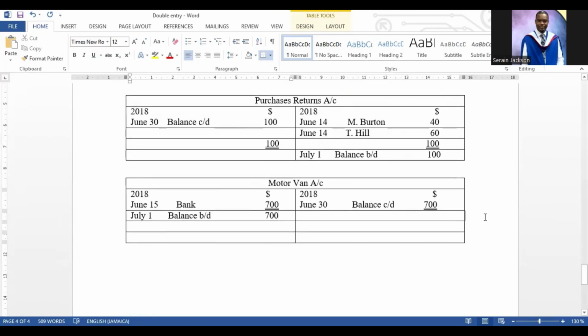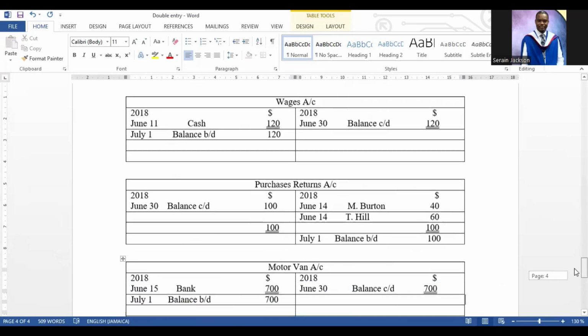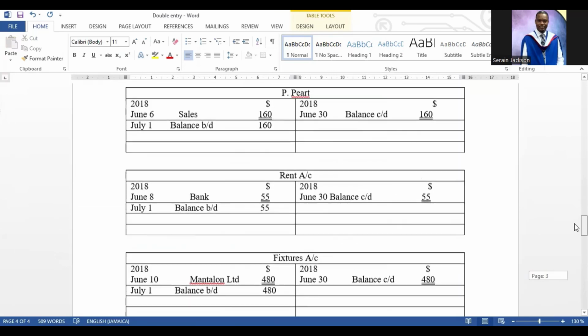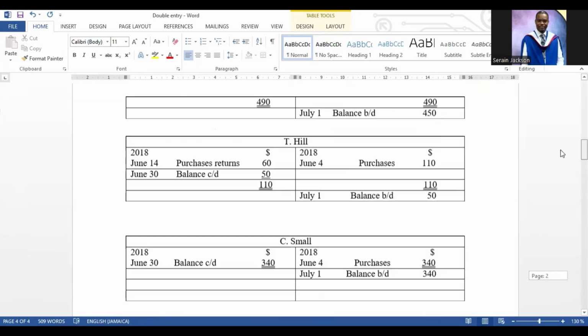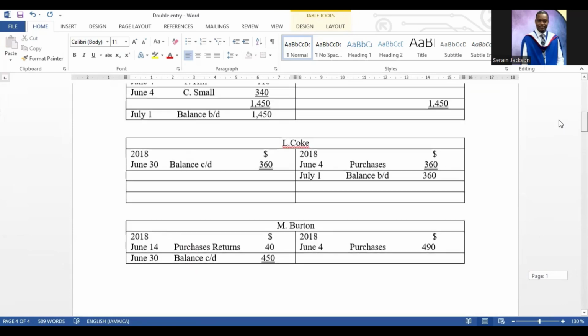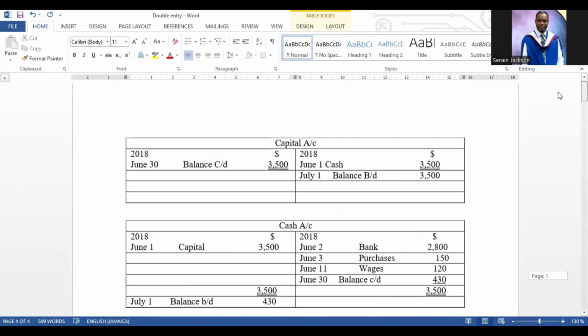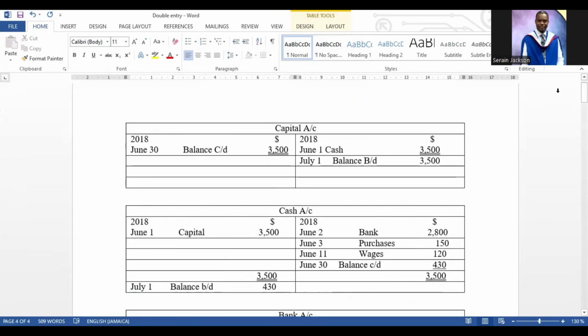All right, so there you have it. All the accounts have now been balanced off. And the next step in the process would now be to extract a trial balance from this information. I will show you how to do that in the next video.